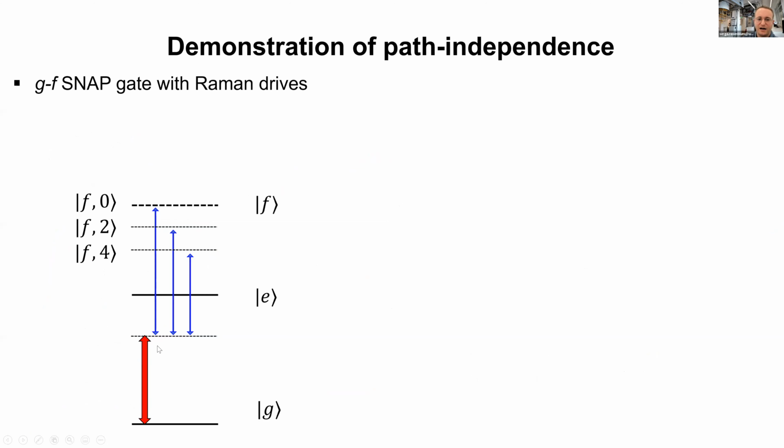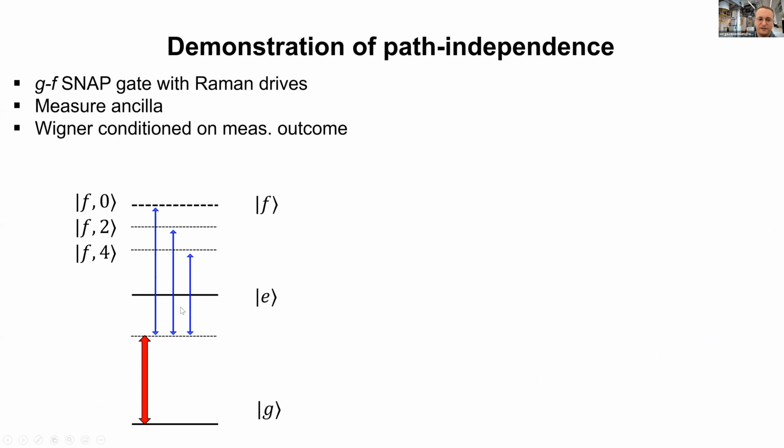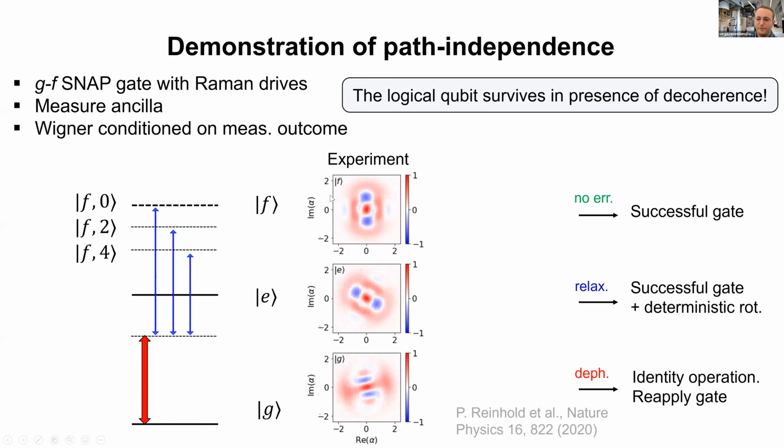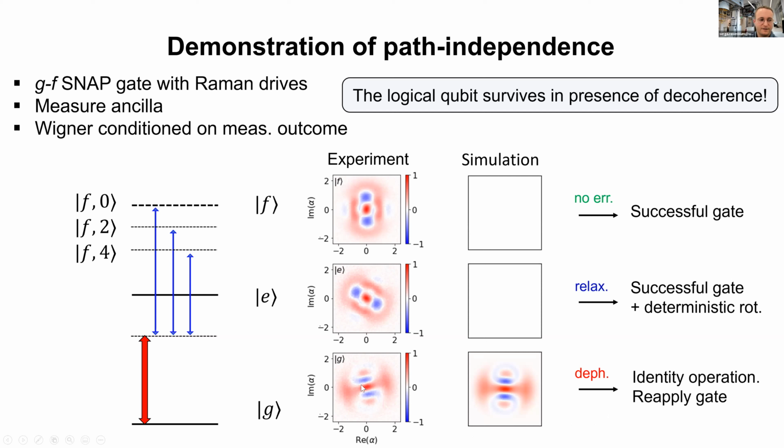And we do that by using the 2-photon Raman transition. We have one strong tone detuned from GE and many weak tones detuned from EF that each drive a different Fock state component. So in this first experiment, you can see that when we apply this Raman GF snap and we measure the ancilla and then measure the Wigner function of the cavity, we see that we have a pure logical qubit as we expected. And indeed, if we obtain dephasing, we know that we just have to reapply the gates and try again. And you can see that this matches with simulations very nicely.